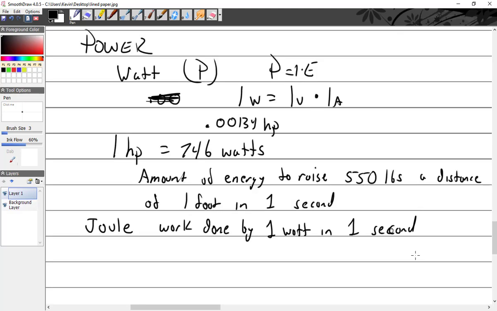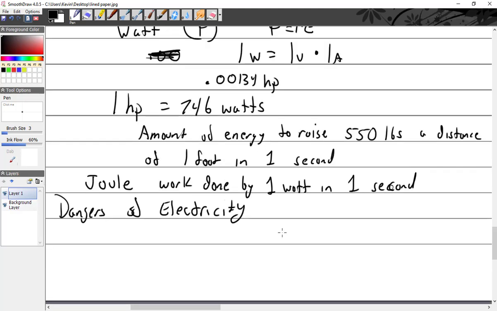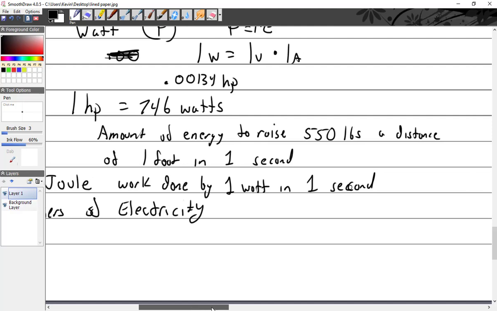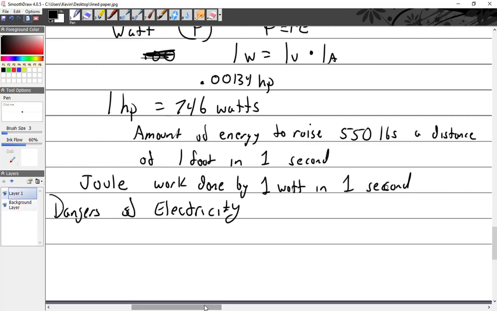Now, how about the dangers of electricity? It'll kill you. All right, dangers of electricity. Well, it's not very dangerous if you ask me. Not on a 6-volt battery. I'll leave that there. I'm going to move it over in a minute.